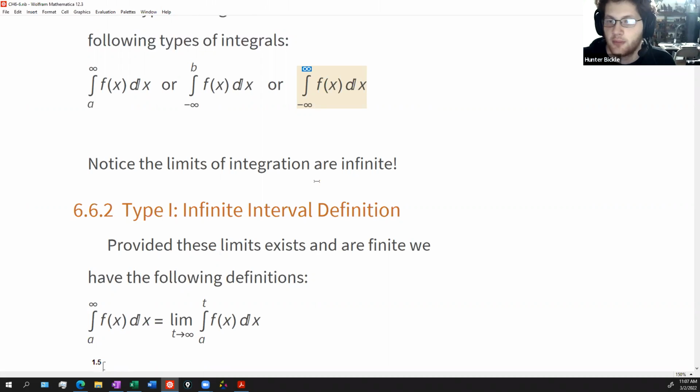Being 0 under the curve? We would say that that integral diverges. Now I'm going to get to that. I'm going to define everything here in a second. Hopefully it'll make sense after I define everything.